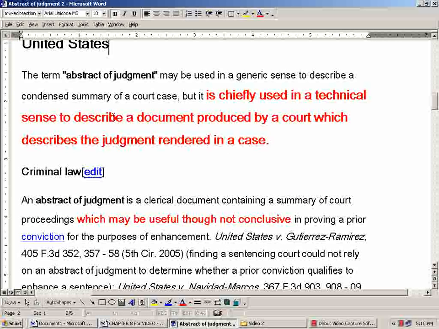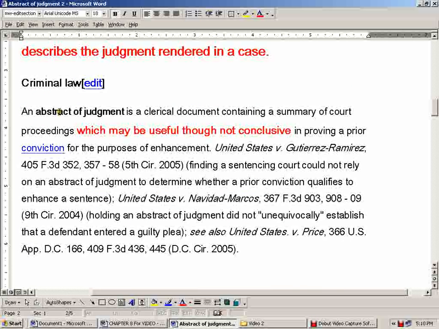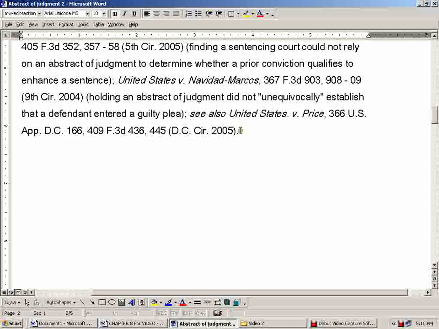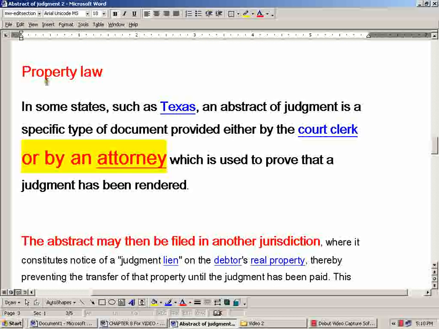It's the abstracted judgment. In the United States, abstracted judgment is chiefly used in a technical sense to describe a document produced by a court which describes the judgment rendered in the case. Abstracted judgment is a clerical document containing a summary of the court proceedings which may be useful, though not conclusive. That's for criminal. In property law, civil, in some states such as Texas, an abstracted judgment is a specific type of document provided either by a court clerk or by an attorney, which is used to prove the judgment has been rendered.